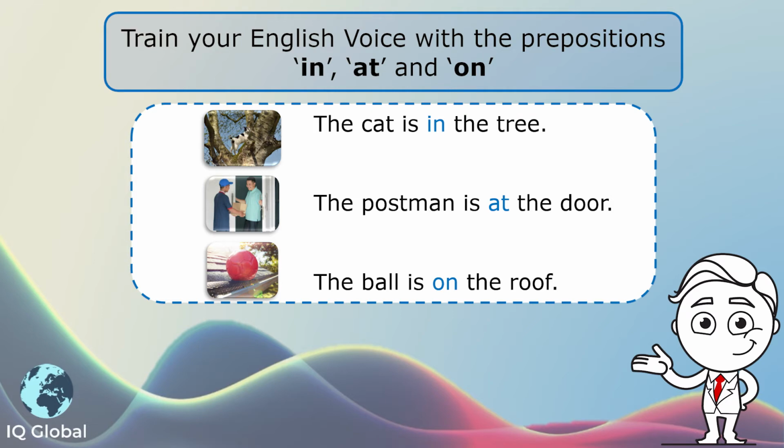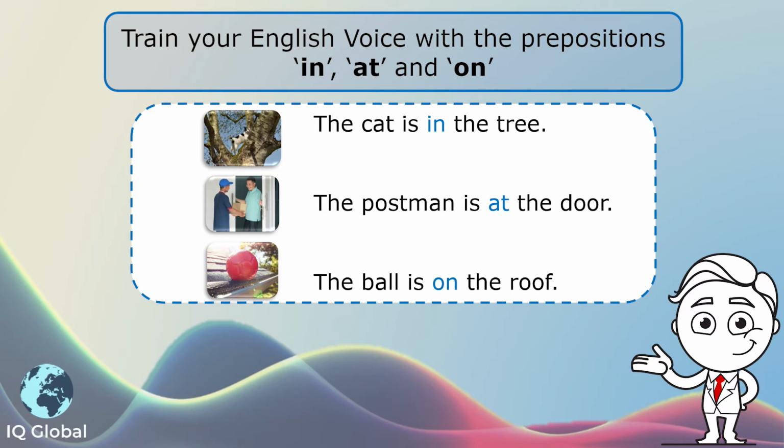Sentence 2. The postman is at the door. The postman is the object or subject in this sentence. Where is the postman? He's at the door. It is telling us his position.